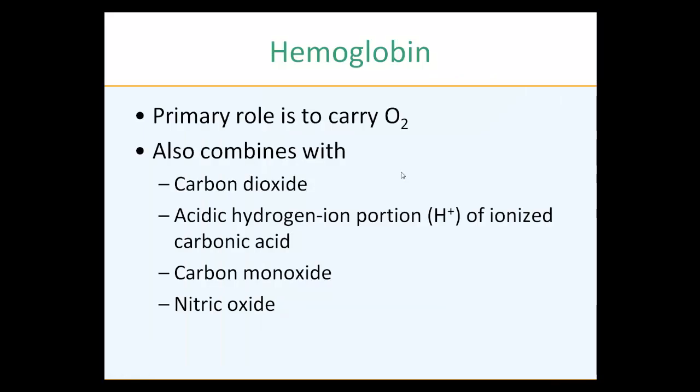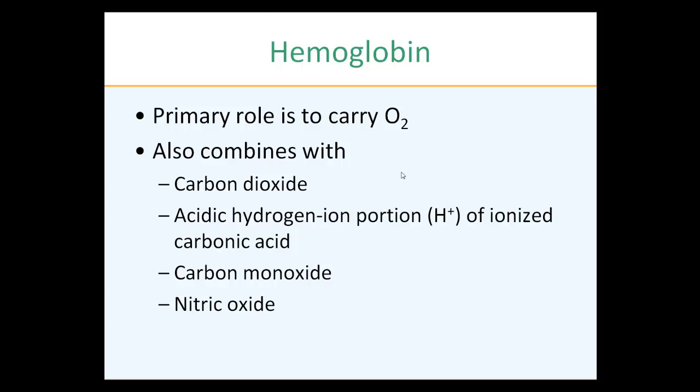So the primary role of hemoglobin, we all know it carries oxygen. Carbon dioxide is mainly carried by the blood in the form of bicarbonate ion. It does carry carbon dioxide, but that's not really the main function. The main function is oxygen. However, it does combine itself with those following gases: carbon dioxide, also hydrogen ion portion of the carbonic acid.